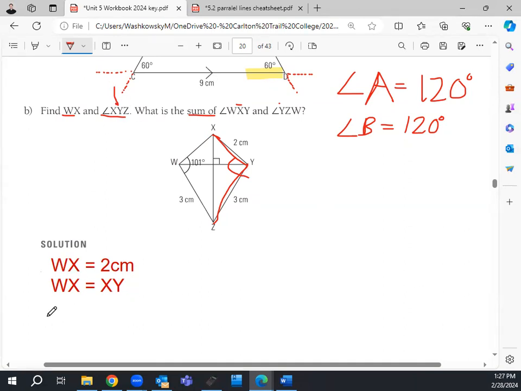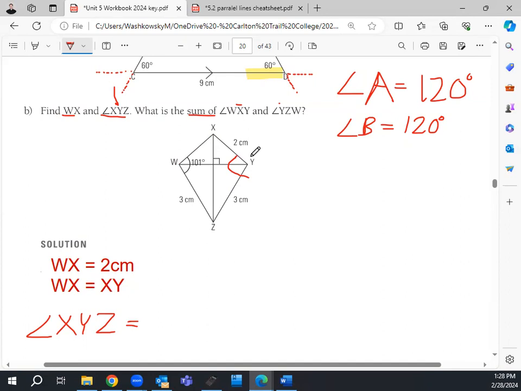So we want to try and find angle XYZ. I'll give you a couple seconds. Think about what that angle could possibly be. What could angle Y be?